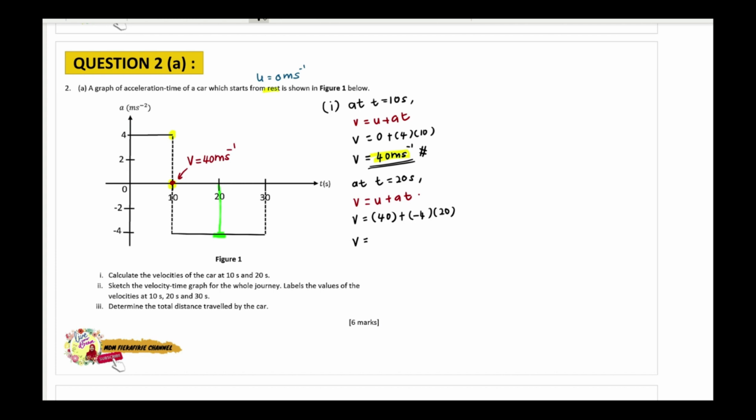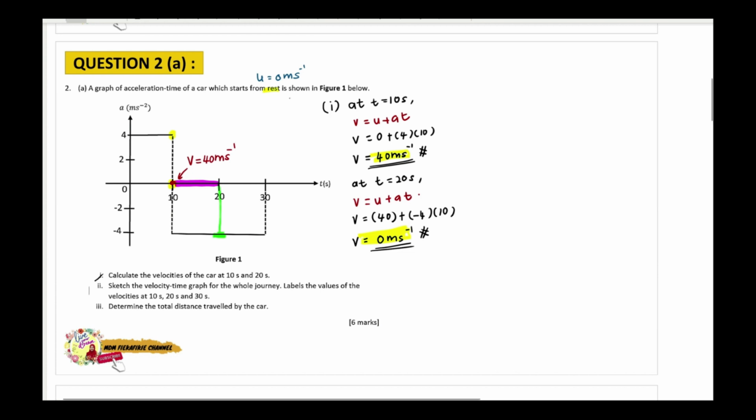Oh, okay, kita tersilap dekat sini kan? The time is not 20 second. So, maknanya time tu kita, sebab kita ambil U daripada 10 second. So, time tu we must consider from 20 to 10. So, from 20 to 10 means that the duration of the time is not 20 seconds, but 10 seconds. Alright, so here we should put 10. Sorry. Okay, so here we should put 10. Therefore, V is equal to 0 meter per second. Masa 20 second tu, V dia adalah kosong. Boleh? Okay. So, finish number 1, A1.